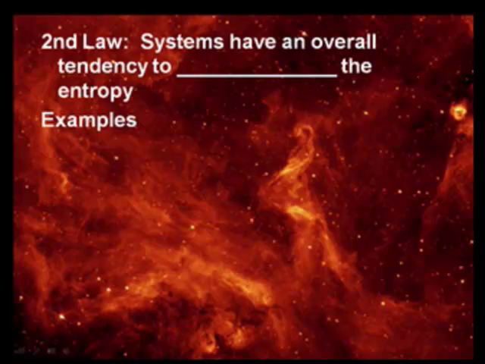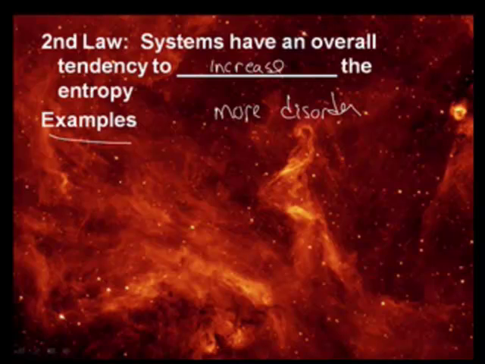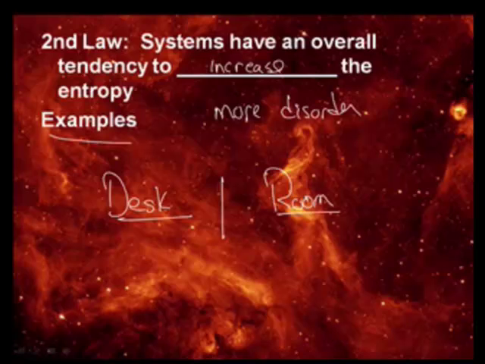Second law. What's the second law? Systems that have an overall tendency to increase the entropy. That means they're getting more disordered. We talked about that a little while ago. Mr. Sam talked about his desk getting more disordered. Think about your room, ladies and gentlemen. You've got your bedroom, and my guess is it's a disaster if you're like any teenager I know. And I have a teenager at home. If you don't put the energy into it, the room becomes a disaster.